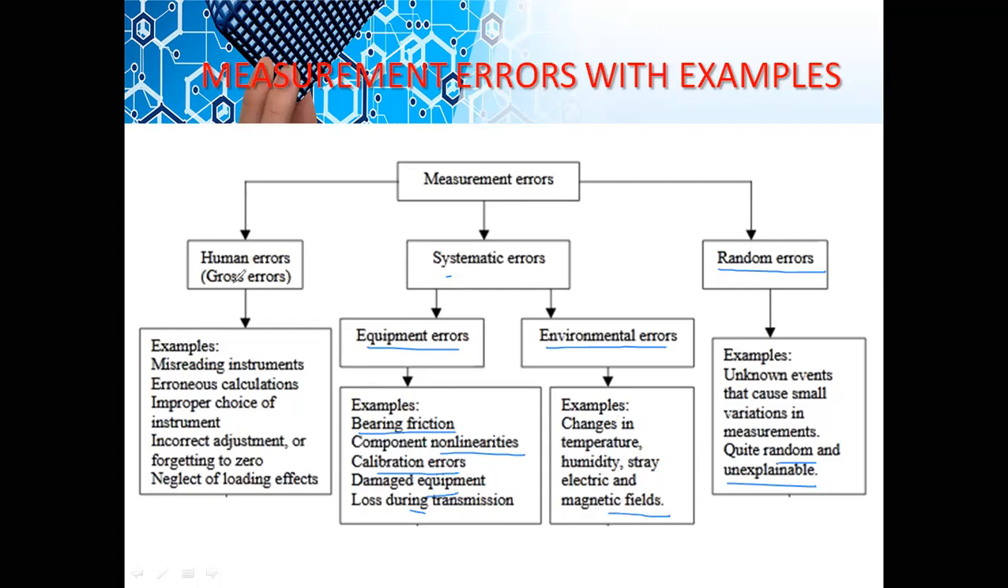And coming to human errors, these errors are also called as gross errors. These come because of misreading of the instruments, erroneous calculations, improper choice of instrument, incorrect adjustment, or forgetting to zero, neglect of loading effects, etc. These are some examples of human error.